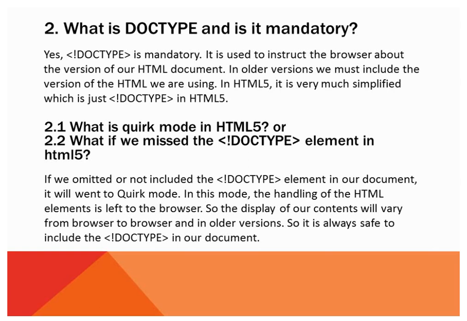The interviewer might ask a question like this: what is quirks mode in HTML5, or what if we miss the DOCTYPE element in HTML5? In these two questions, the answer will be the same. If you omit or do not include the DOCTYPE element in our document, it will go to quirks mode. In this mode, the handling of the HTML element is left to the browser. So, the display of our content will vary from browser to browser and in older versions. So, it is always safe to include the DOCTYPE in our HTML.